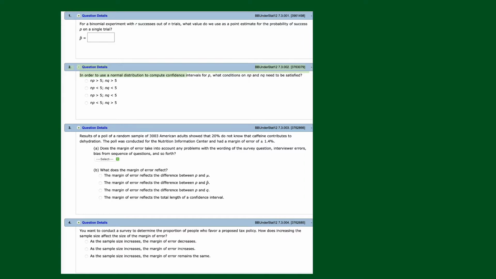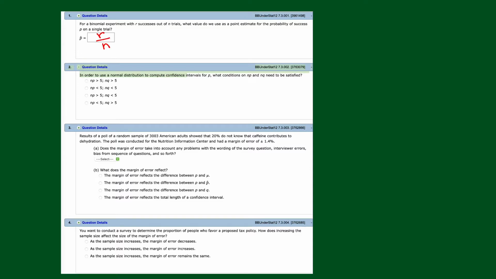For a binomial experiment with R successes out of N trials, what value do you use as a point estimate for the probability P on a single trial? All right, so it's going to be P hat. P hat is the number of successes out of N trials, so it is exactly R over N.